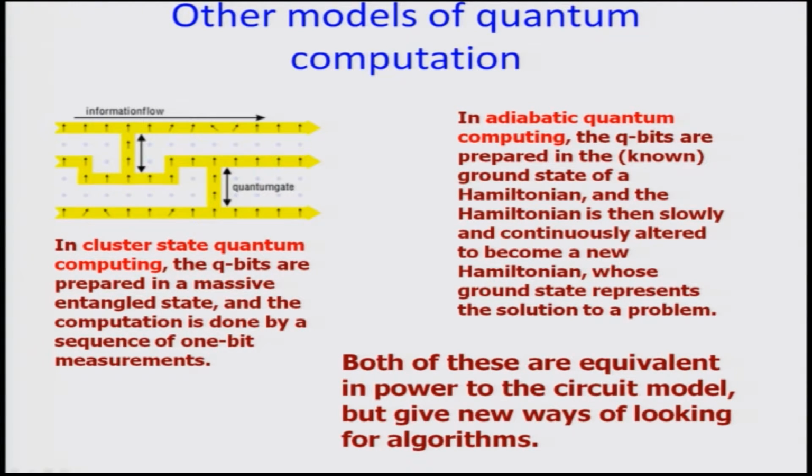Both of these are equivalent in power to the circuit model. I mean, the circuit model is the one which has been discussed earlier, and we have been discussing the circuit model in most of our cases of implementable quantum computing. However, these are alternate ways of looking at quantum computing, and they give a new way of looking for algorithms.